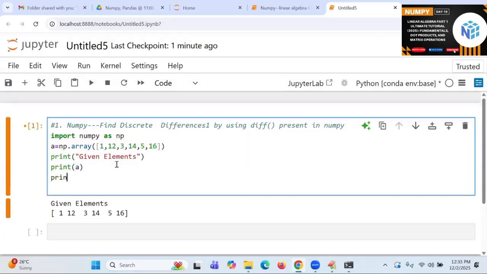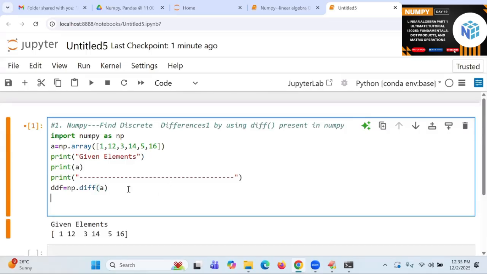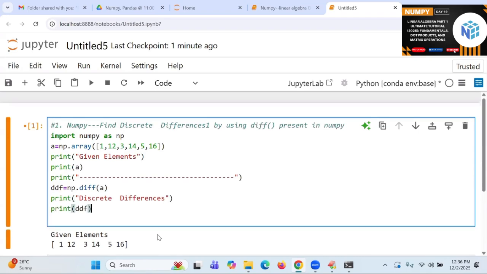Now find the discrete differences. Discrete differences is equal to np.diff, difference of the 1D array, that is called A. By default, it will find how many discrete differences? One time. What is the number of times repeated? One time. And print discrete differences. Print of DDF. So I am going to get it.